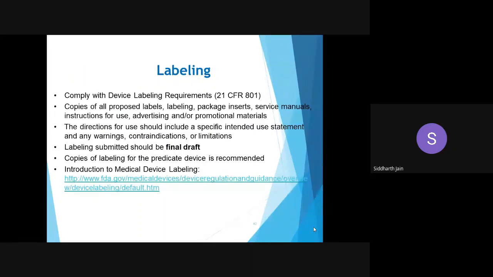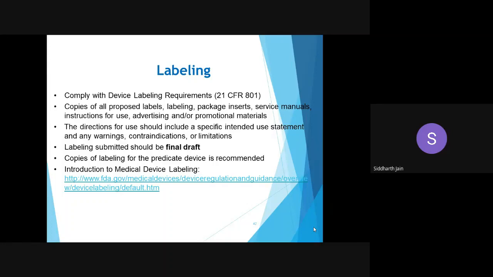Now, labeling is one of the important requirements. You have to fulfill the labeling requirements as per 21 CFR 801. Copies of all proposed labels, labeling, package inserts, service manuals, instructions for use, advertising materials, and promotional materials have to be submitted at the time of the 510K application to the government. The directions for use should include specific diagrams, warnings, contraindications, and limitations. You have to provide these in detail when submitting to the government.